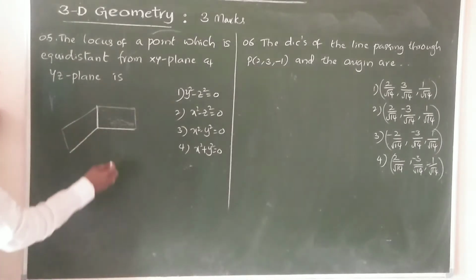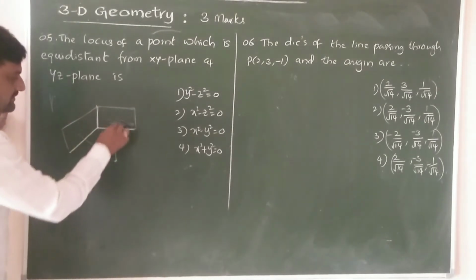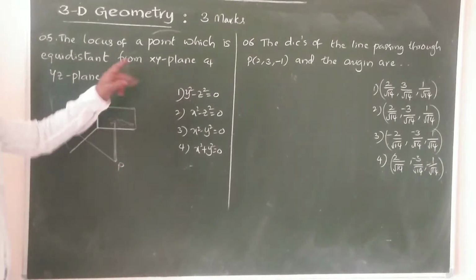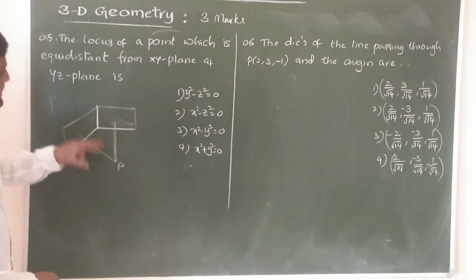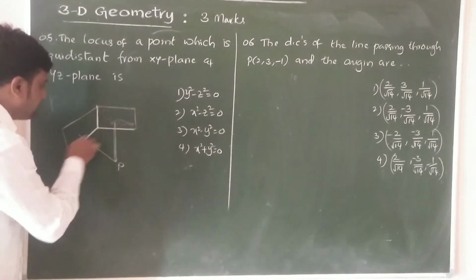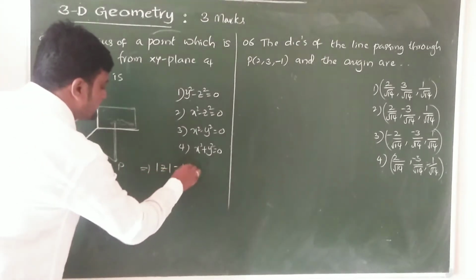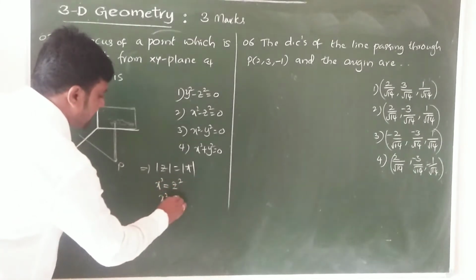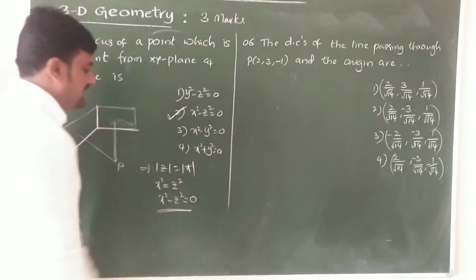The locus of a point which is equidistant, any point like this, suppose it is equidistant from the two planes. Now here it is equidistant from the xy plane and the yz plane. So now here the common thing is what? Actually here yz plane, here z, here x. Now the equation should be like this: mod z equals mod x. Okay, then x square equals z square, then x square minus z square equals 0. Okay, now the second one is our right option.